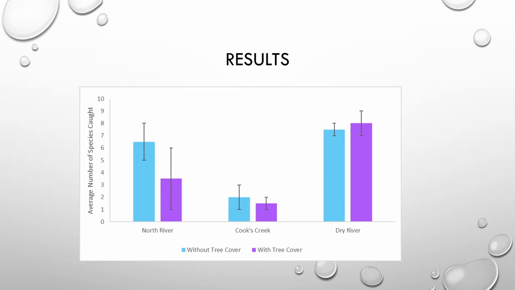Our results show that there was no statistical difference in the number of species found based on tree cover on the sides of the river. There was a statistical difference based on the river in which we were collecting data, when comparing standard error bars. The total number of species found on the side with tree cover was 15, and the total number of species found on the side without tree cover was 18.